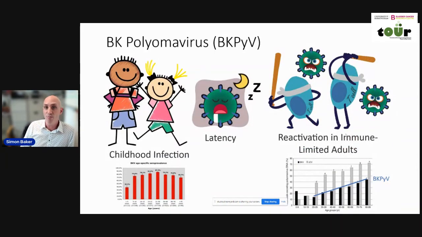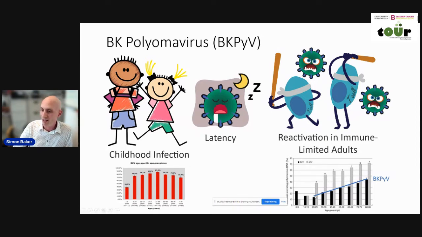Well, I'm interested in BK polyomavirus, and it's a childhood infection. It infects about 80% of us, and you can see that here from the seroprevalence of antibodies against BK. But when it infects us in childhood, it causes cold-like symptoms, but then it becomes latent. It hides in our kidneys, and it can become reactivated in later life under immune-limited situations.